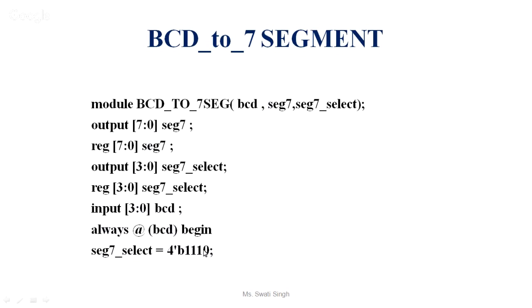1110, because we have 4 segments and we want to select the LSB segment, so we need to give 0 for it. So we write 1110.